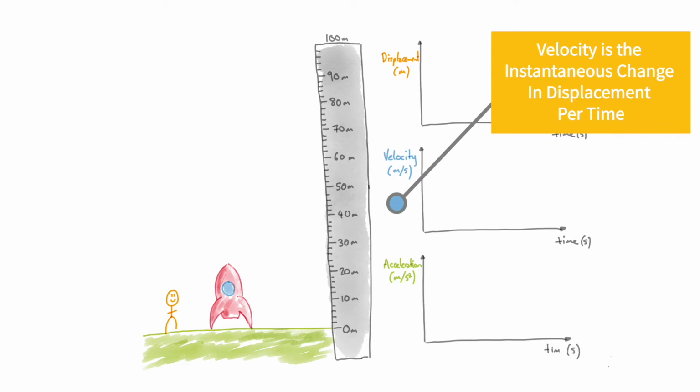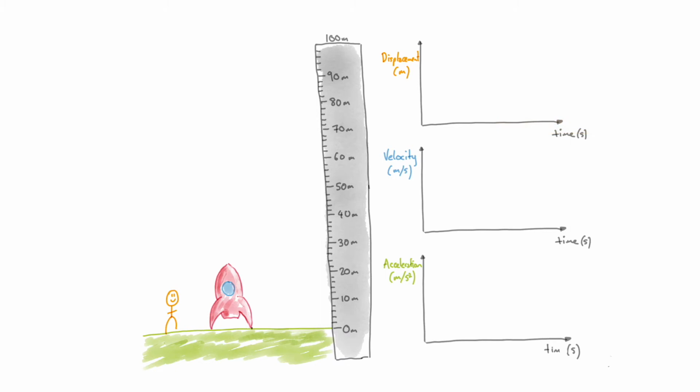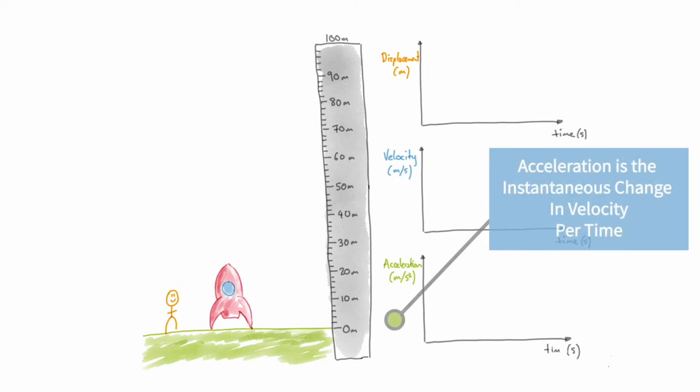So we're going to work out the change in the actual displacement in each increment to work out what the velocity is. And then following that, we work out the acceleration, which is the instantaneous change in velocity per time. So we're actually going to look at how the velocity changes in each time increment to then work out the acceleration. Now this is just an approximation, so it's not perfect, it's an approximation.